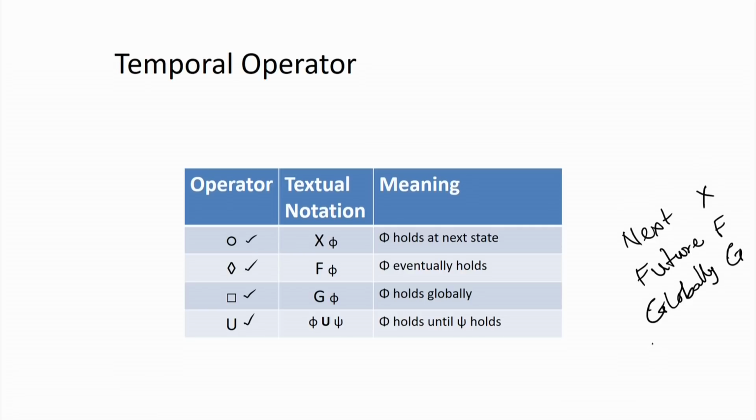Globally is G and one is your until U. So, these are the four letters we use. If phi is a temporal logic formula, then X phi is also a temporal formula. It says that phi holds at the next state. F phi says that phi eventually holds or eventually becomes true. G phi says that phi holds globally, and phi until psi says that phi holds until psi holds. That means phi remains true until psi becomes true.